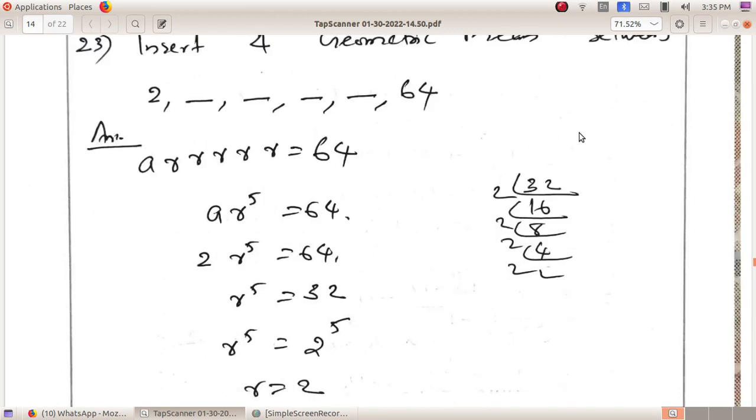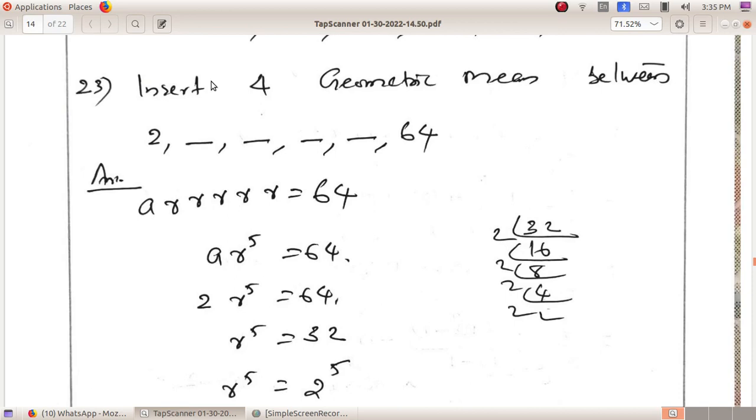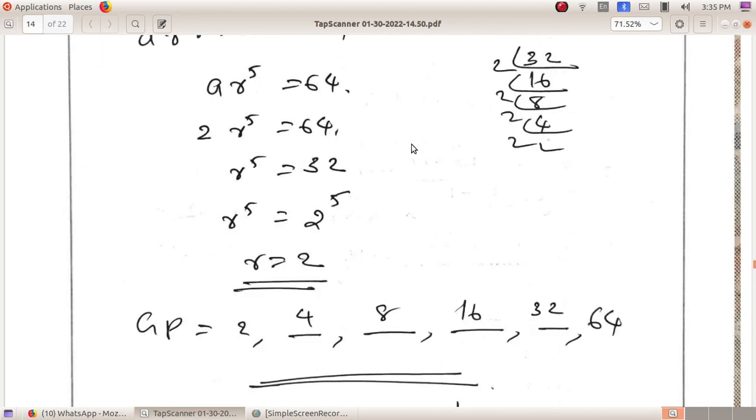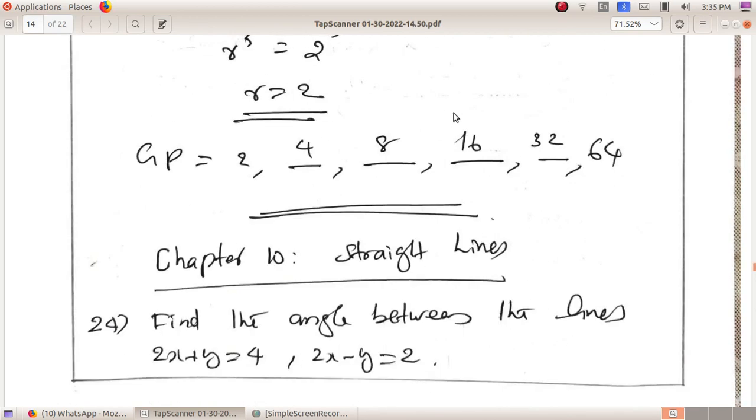32 means what? 2 raised to 5. Like this, 2, 1, 2, 3, 4, 5. 2 raised to 5. So R is equal to 2. So 2 into 2, 4. Into 2, 8. Into 2, 16. Into 2, 32. Into 2, 64. So this is geometric means. These are the geometric means.